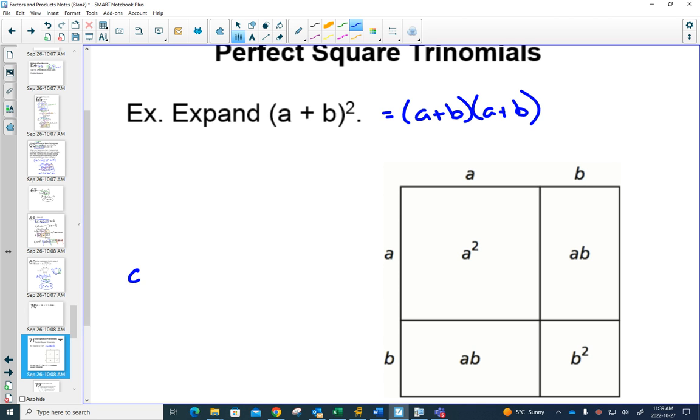Can you see from the chart that the answer will be a squared plus like term, 2ab plus b squared. If A is your first term and B is your last term, what does this mean?